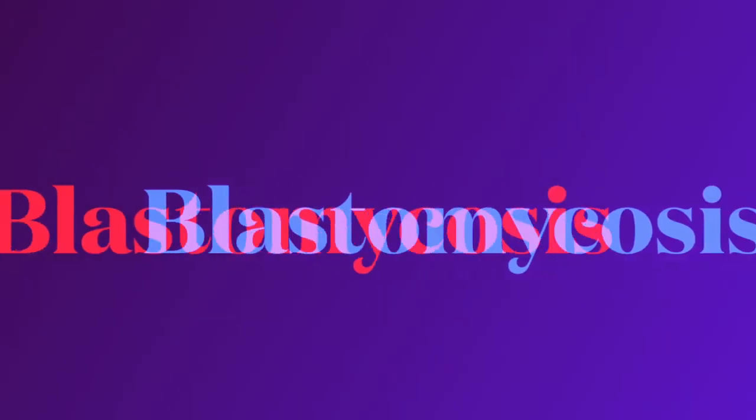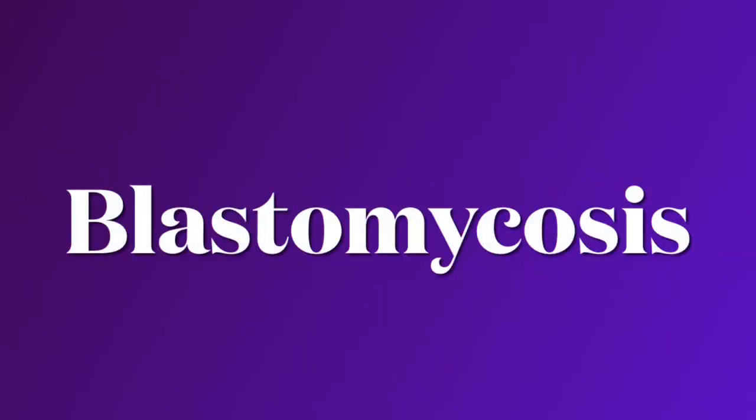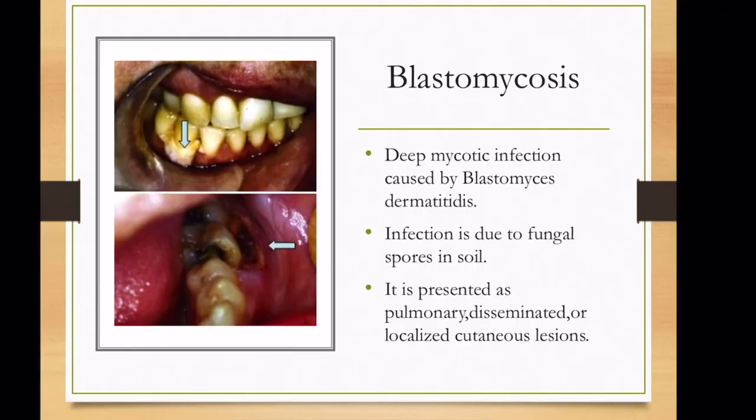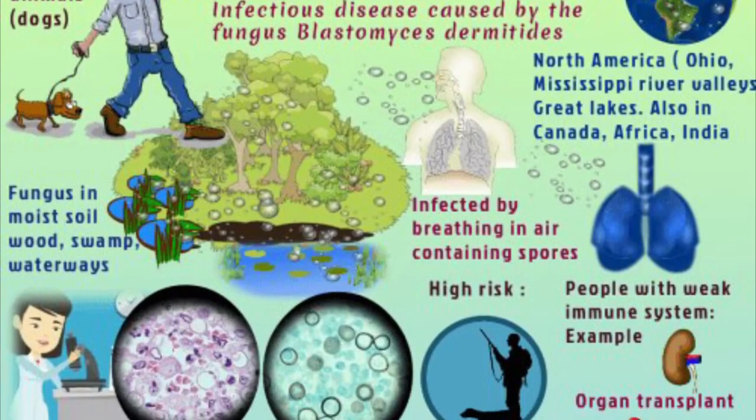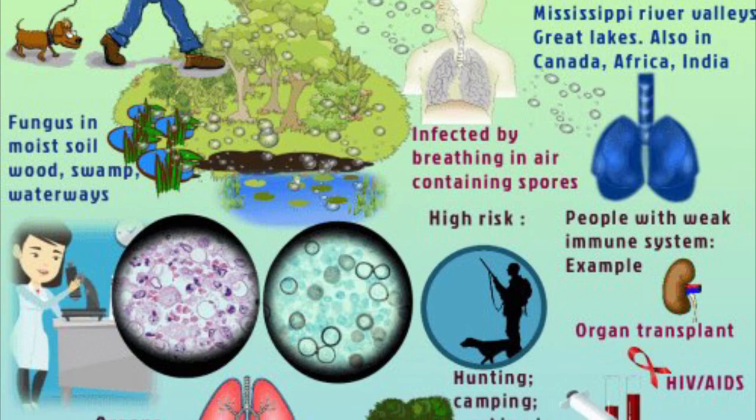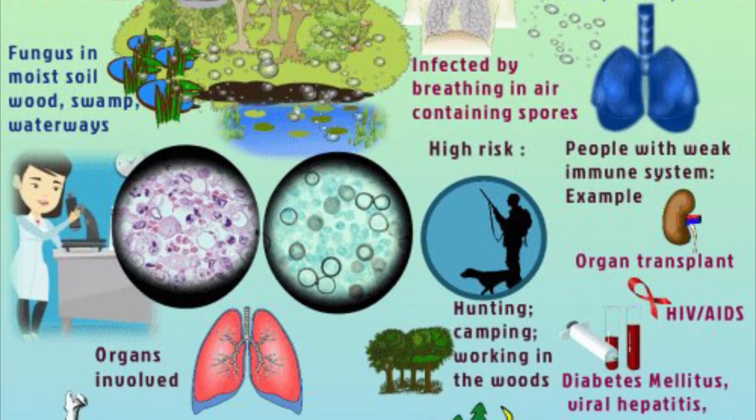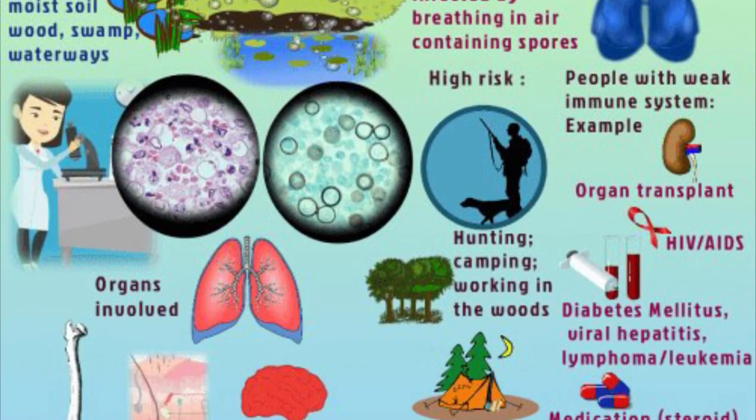The next fungal infection is Blastomycosis, which is a deep mycotic infection caused by Blastomyces dermatitidis, and this is an infection due to fungal spores in the soil. Clinically, this lesion has a varying presentation such as single or multiple ulcers, sessile projections, granulomatous lesion or verrucous lesion.